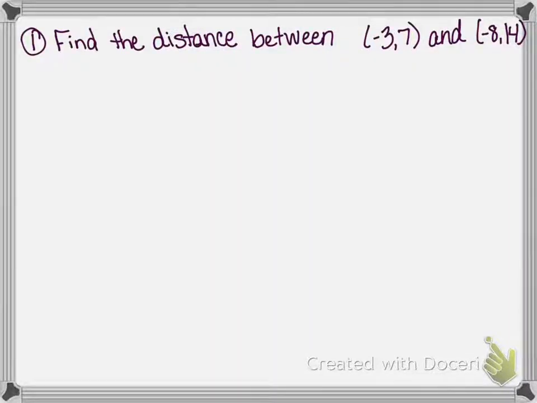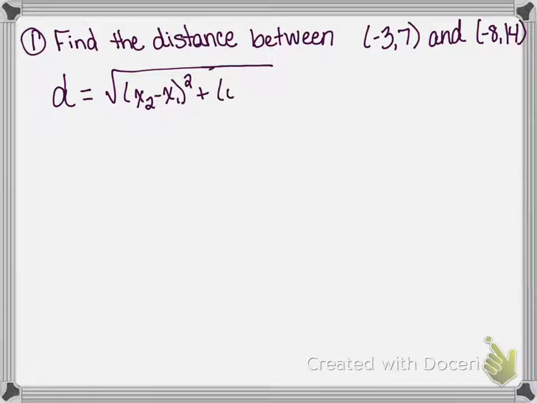Okay, so the first one says, find the distance between the 2 points. And the points are -3, 7 and -8, 14. This is very similar to the Pythagorean theorem. So we're going to use the formula: distance equals the square root of the difference of the x's squared plus the difference of the y's squared.